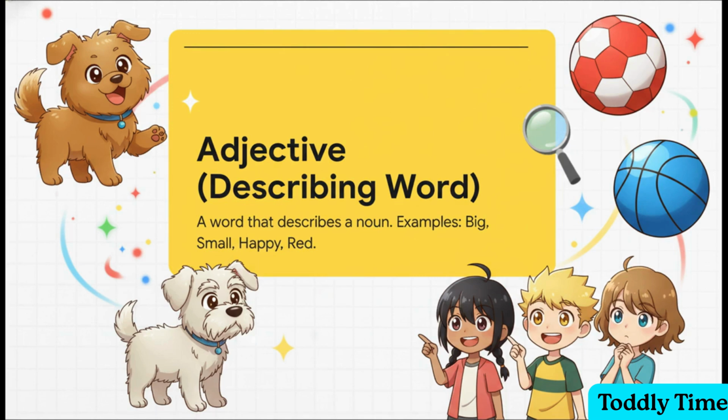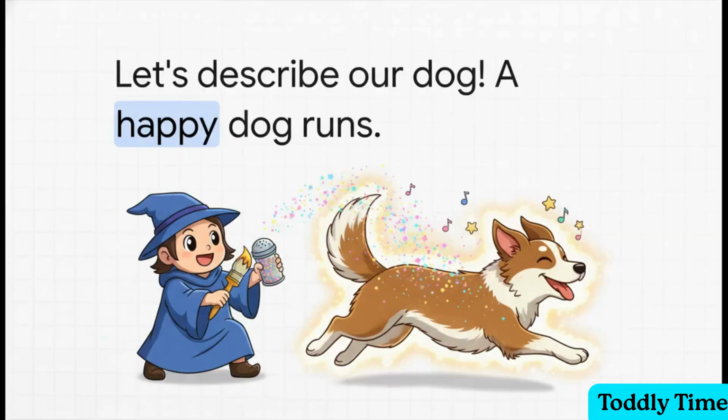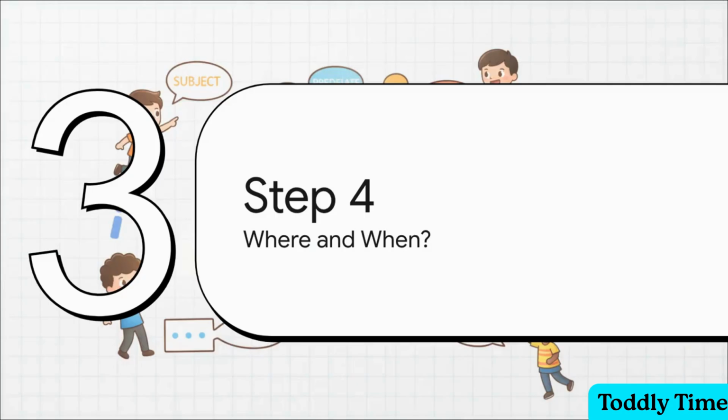You know, is the dog big or small? Is it happy or sad? Is the ball red or blue? Words like big, happy, and red are all adjectives. Now watch how an adjective adds so much more detail. Let's describe our dog. How about we say it's a happy dog? Now look at our sentence. A happy dog runs. Wow, I can picture that perfectly in my head right now. Can you? Our sentence is looking fantastic.